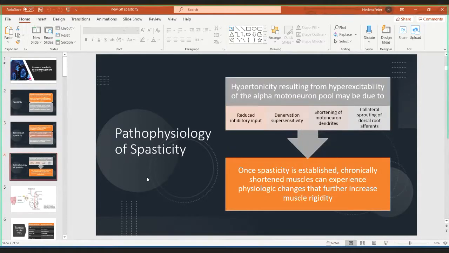The pathophysiology results from hyperexcitability of the alpha motor neuron, which is the lower motor neuron, because there is a reduced inhibitory input. So really that's the disruption of different pathways. I'll show you on the next slide which pathways are mostly involved. Also, there is denervation supersensitivity, shortening of motor neuron dendrites, and collateral sprouting of dorsal root efferents. So these are chronically shortened muscles, which can then experience a further increase of muscle rigidity.